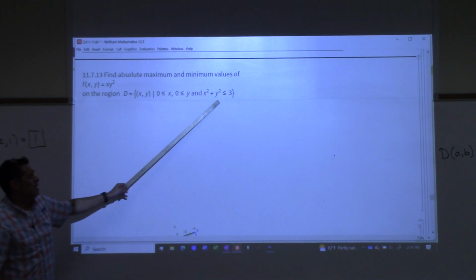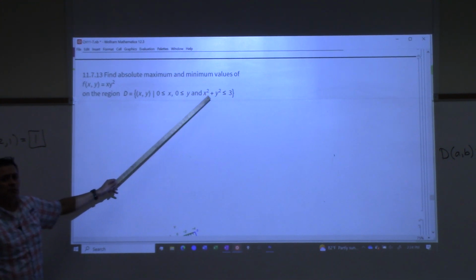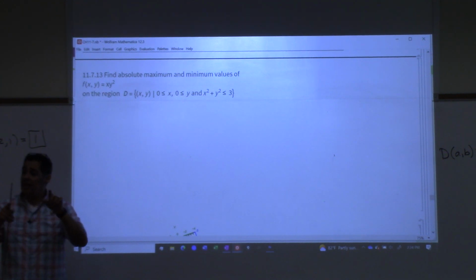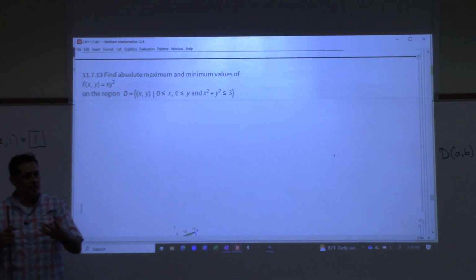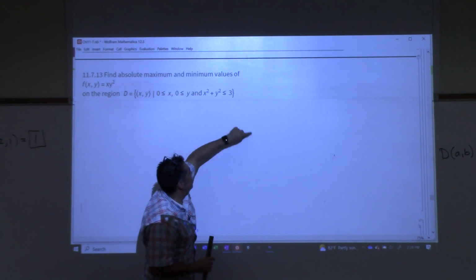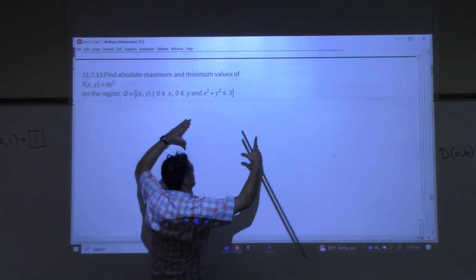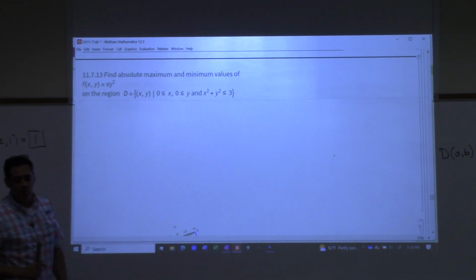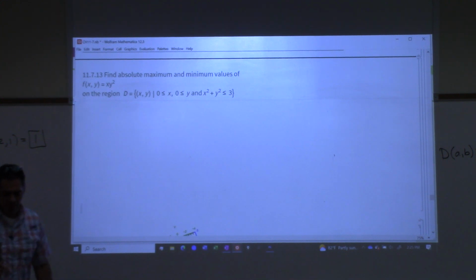What is this a picture of? A circle, right? Well, yes and no, because it has the inequality. If it was equals, it would be a circle. But because there's an inequality, it's the circle and inside of it, so it's a disk, right? If that's an equals, it's just the circle. The inequality says circle and everything in. Now, what's the radius of that circle? Careful. Root 3, right? Not 3, root 3.